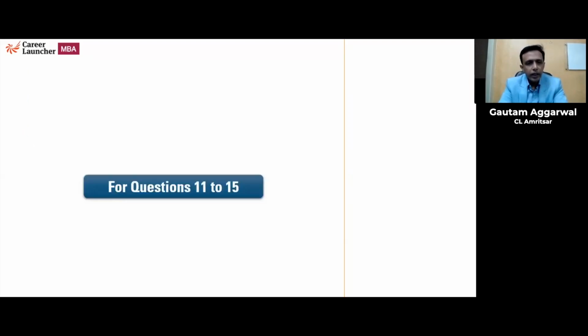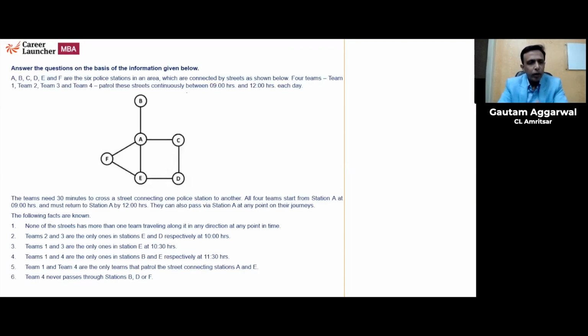Moving to set 3, a network-based problem, a route-based problem, where there were 4 teams that had to patrol, that had to move to certain streets. The streets were given in the format of a network: a road connecting A to B and then B to A, then a road connecting A to F, then F to E, A to E, and certain options were given. The important point of the information was each team was stationary at 9 o'clock at station A and had to make sure that they come back to station A at 12 again.